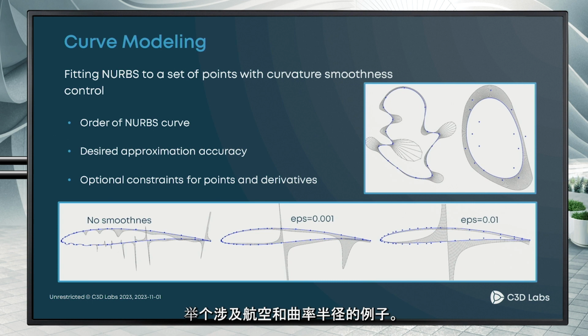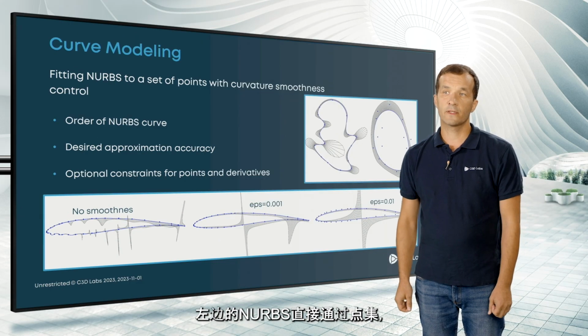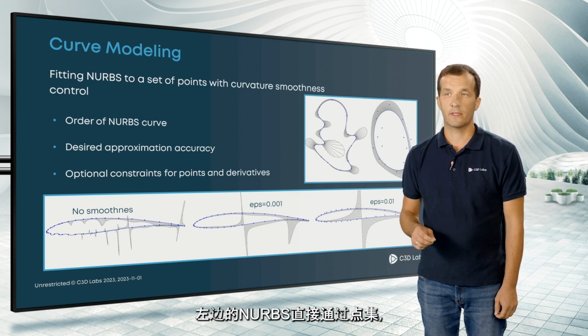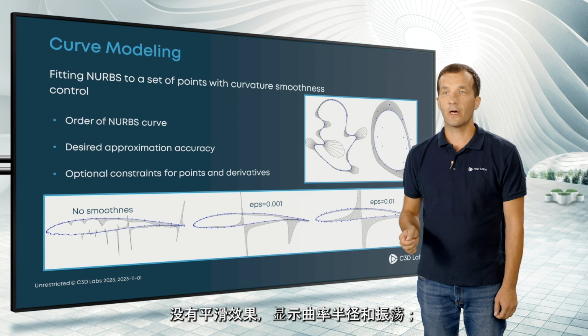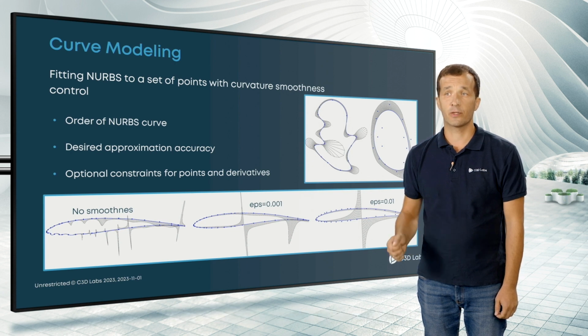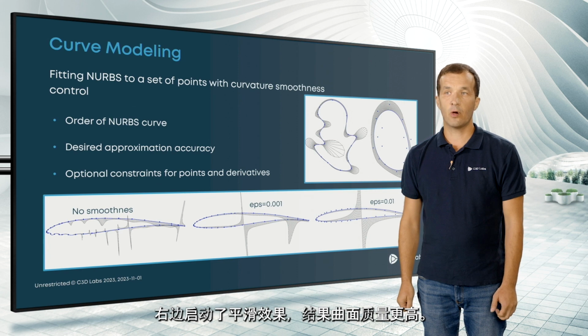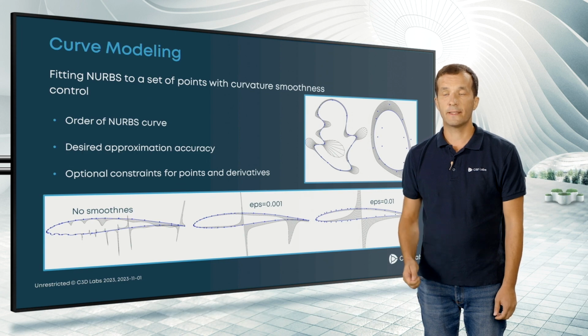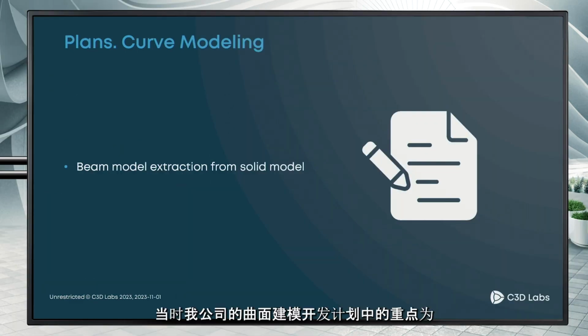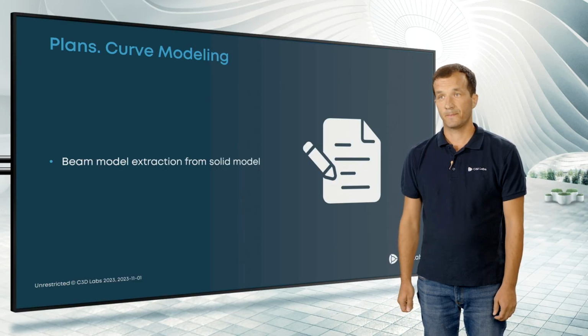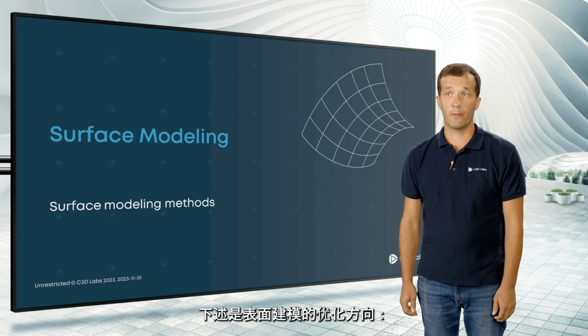Using the example of an aviation profile and a plot of radius of curvature, the effect of the smoothing is shown. The NURBS on the left passes exactly through the points. There is no smoothing, and the plot of the radius of curvature has oscillations. On the right, smoothing is turned on, and as a result, the resulting curve has higher quality. At this moment, the main position in our plans for development of curve modeling is a beam extraction tool for our CAE customers. Consider changes in surface modeling methods.